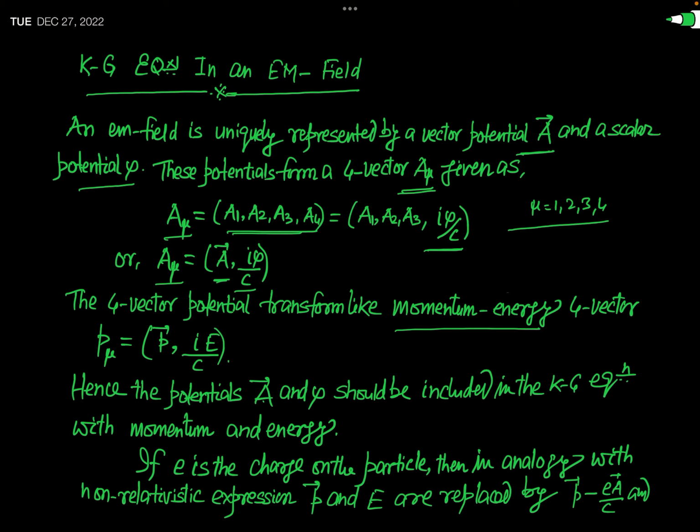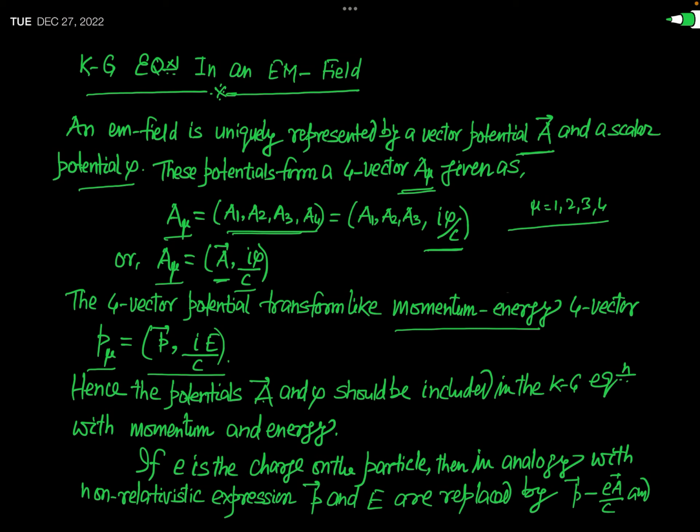There you will find a detailed discussion on the momentum 4 vector, and you know this momentum 4 vector is represented as P mu equal to P comma iE over c. Actually, this P represents the 3 components P1, P2, P3, or Px, Py, Pz, and this iE over c is the 4th component of this momentum energy 4 vector, or simply the momentum 4 vector.